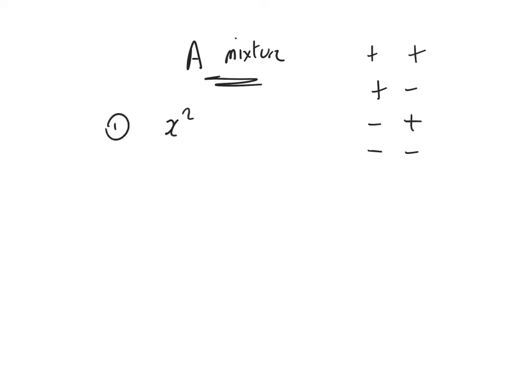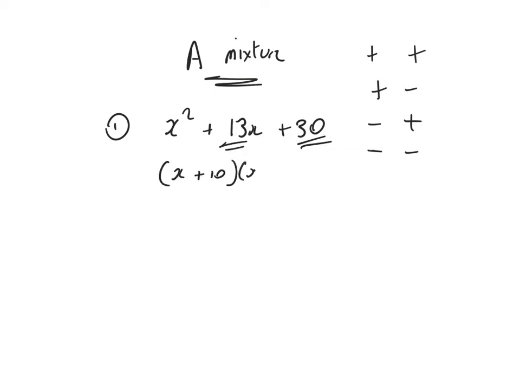Okay, we're now going to look at a mixture of trinomials. So the title is going to be a mixture. We've looked at examples with a plus and a plus, a plus and a minus, and a minus and a minus. We're now going to just look at a bunch together. Okay, so example 1, x squared plus 13x plus 30. Two numbers that multiply give 30, add together give 13, that's 10 and 3.